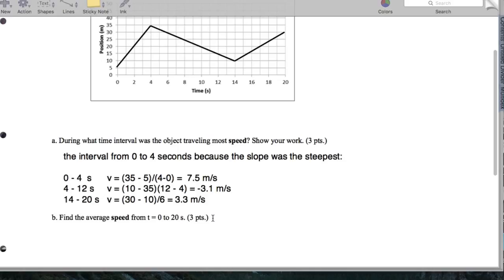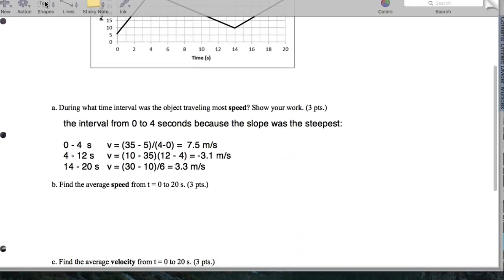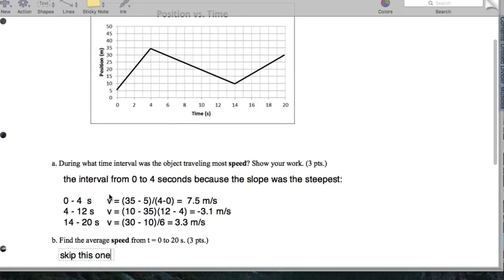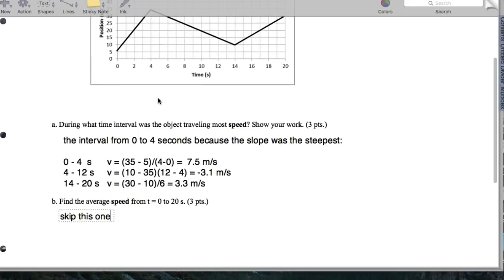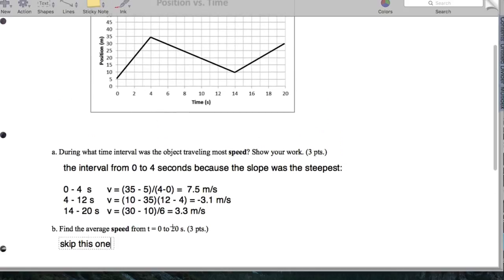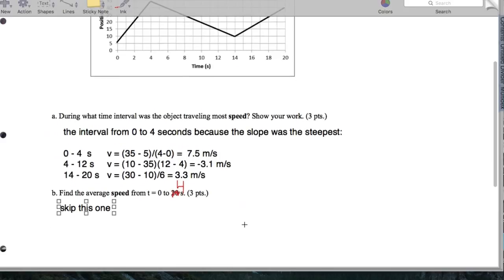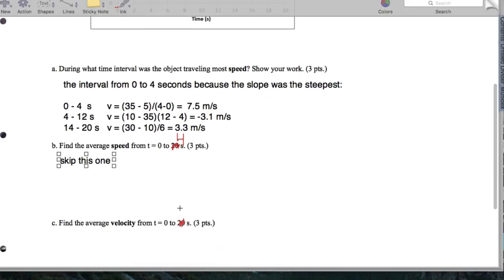All right, so the average speed from 0 to 20 seconds. I'm going to actually have you skip this one, and I'll actually send out a text when I go on Remind. So skip this one. Wait, you know what? I'm going to say 0 to 20. I want to change this number to 0 to 4 seconds, okay? And again, there is a way to do that. I don't want to worry about it right now. We'll worry about it in the next unit. But the average speed from 0 to 4 seconds, again, we got that as 7.5 meters per second.